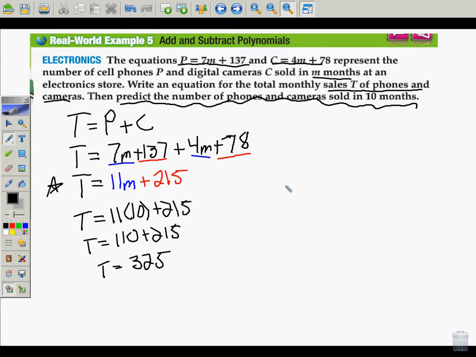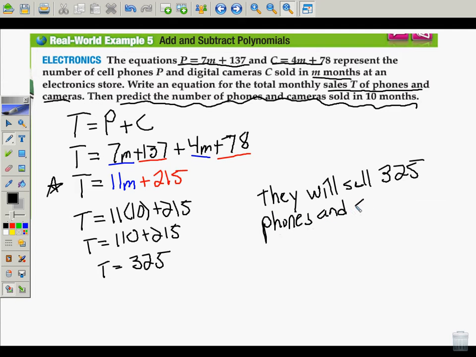They will sell 325 phones and cameras in 10 months.